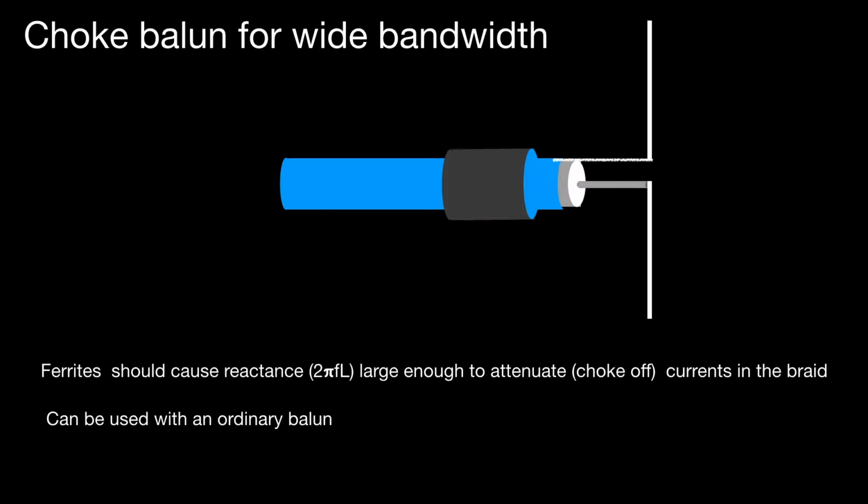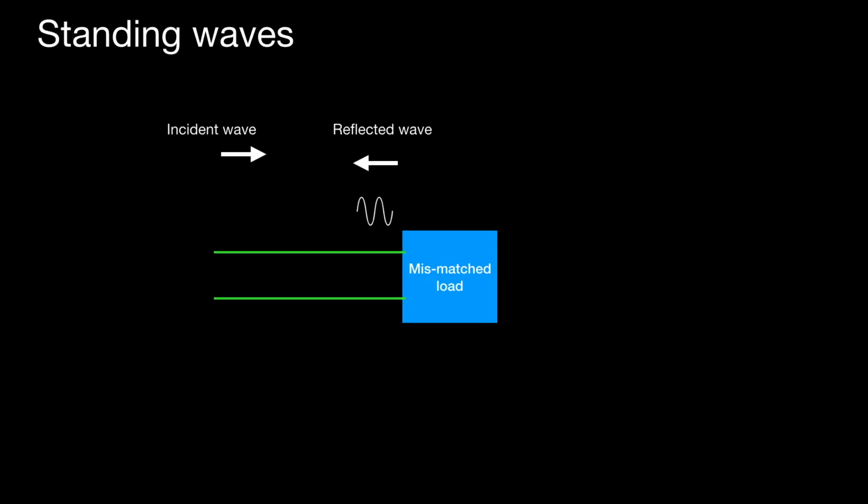If you do get some mismatches, you get standing waves formed. Here in the picture we have an incident wave. The incident wave is the wave travelling towards the antenna, which in this diagram we've called a mismatched load. And the reflected wave is the wave that comes back from the mismatch. So for example, if the feeder were 50 ohms and the load was 200, at that mismatch point a reflection would occur and the reflected wave would travel back.